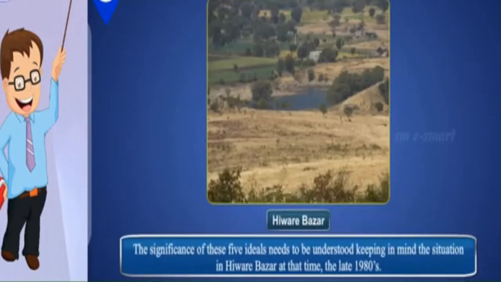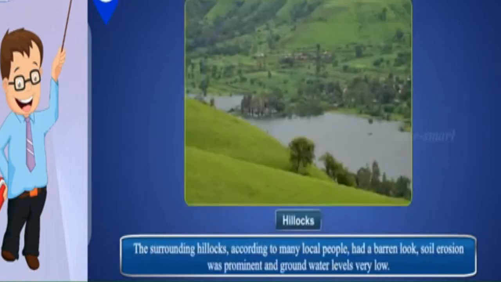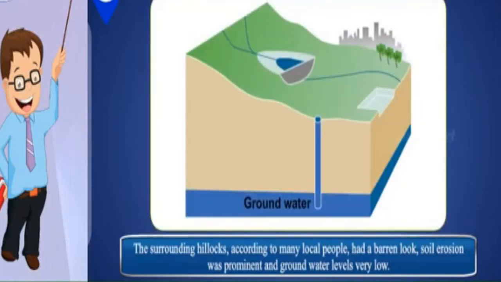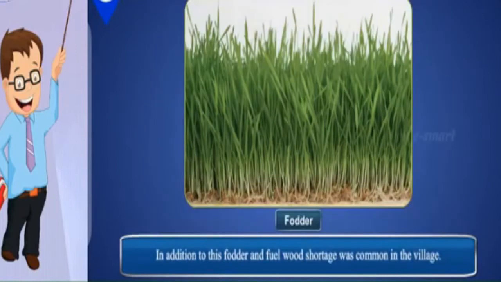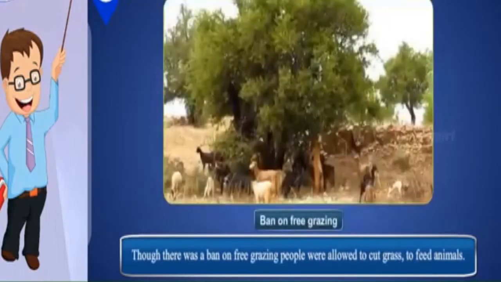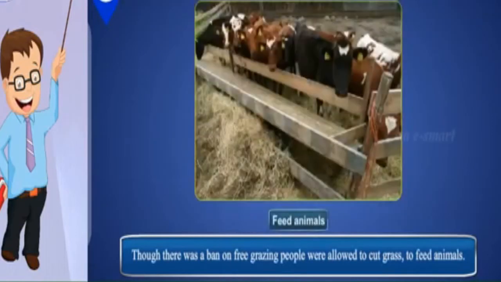The significance of these five ideals needs to be understood, keeping in mind the situation in Hiware Bazar at that time, the late 1980s. The surrounding hills, according to many local people, had a barren look. Soil erosion was prominent and groundwater levels were very low. In addition to this, fodder and fuel wood shortage were common in the village. Though there was a ban on free grazing, people were allowed to cut grass to feed animals.